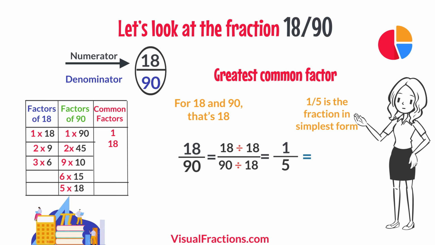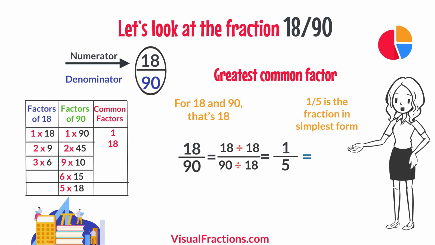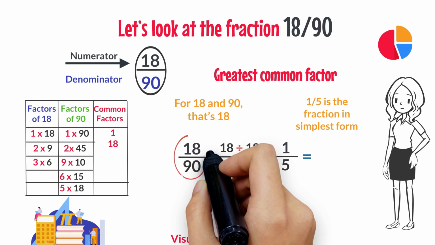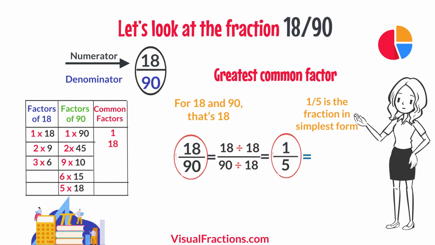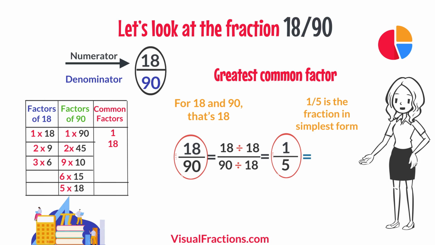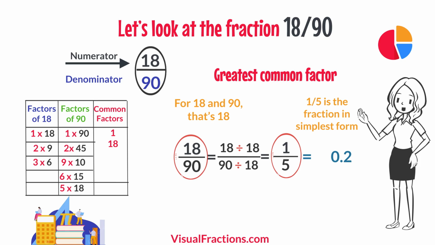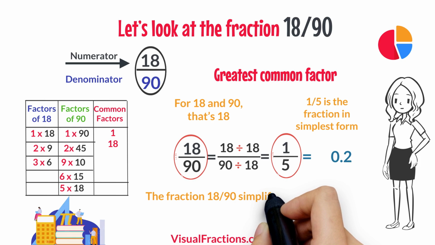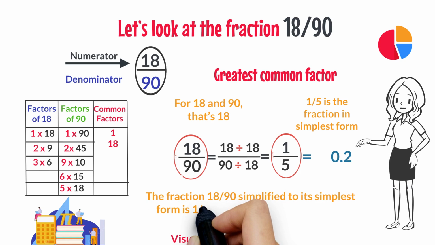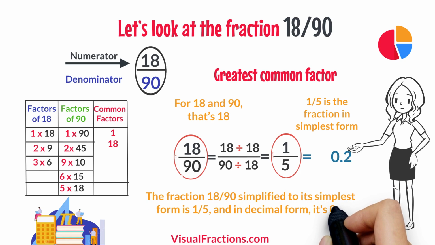It's interesting to note that both the original fraction 18/90ths and the simplified fraction 1/5 have the same decimal value, which is 0.2. This shows that although their appearance may change, their value remains consistent. So, there you have it. The fraction 18/90ths simplified to its simplest form is 1/5, and in decimal form, it's 0.2.